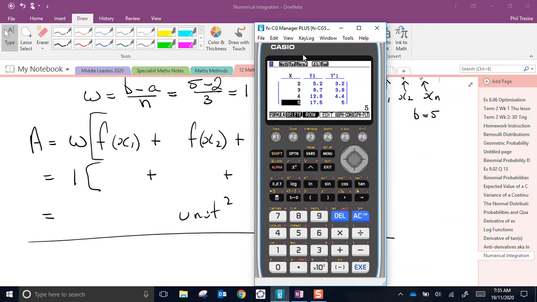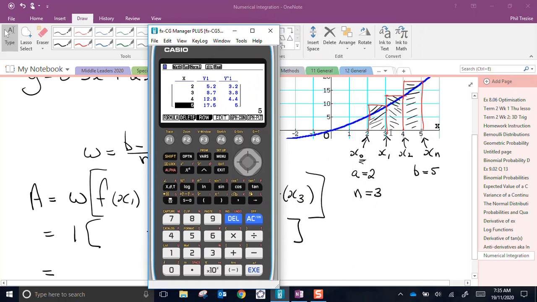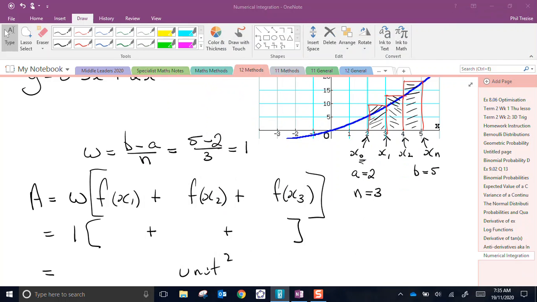There it is. So remember we did a little list in the table here. Now this time x1 is the value 3. So when x equals 3, the height of the function is 8.7. That's my first rectangle, 8.7 now. Then 12.8, then 17.5 for the last one. So I'll write those in. Helps if I have the pen selected, doesn't it? So 8.7, then 12.8, and finally 17.5.